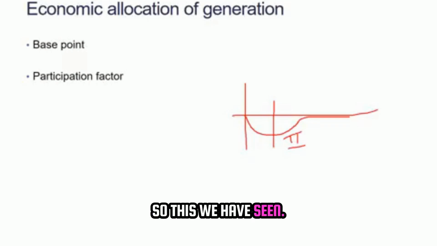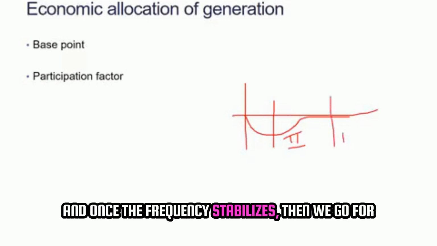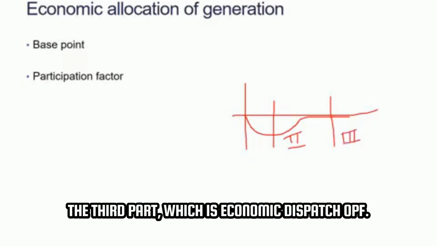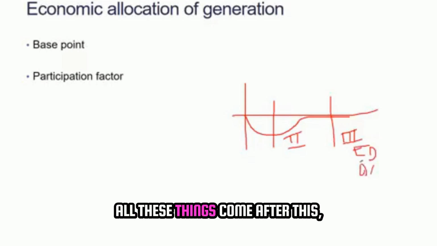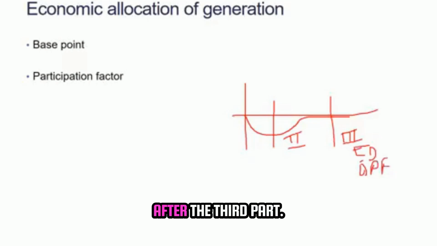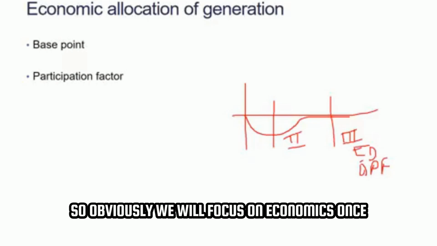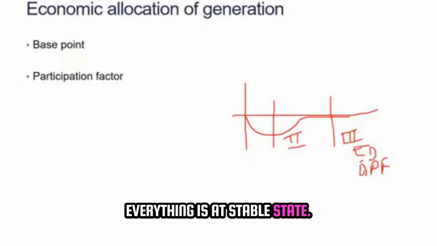So this we have seen, and once the frequency stabilizes, then we go for the third part, which is economic dispatch, OPF. All these things come after the third part. So obviously we will focus on economics once everything is at a stable state, right? So that is always there.